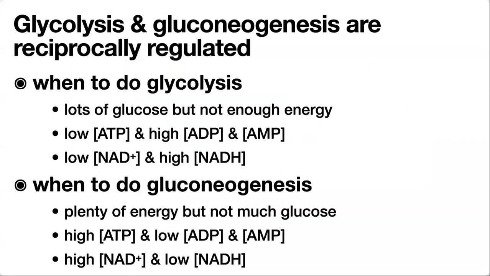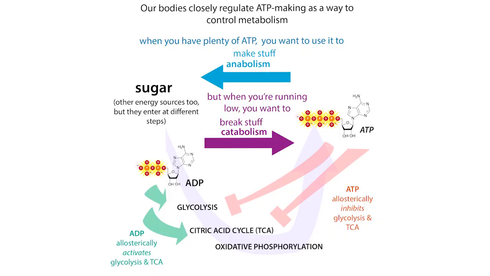So let's talk about how we can regulate these things. Remember, when would we want to do glycolysis? If there's lots of glucose, but not enough energy. And how do we know if there's not enough energy? It's easy to tell if we have a lot of glucose, but how about energy? Well, we would have low concentrations of ATP and high concentrations of ADP and AMP.